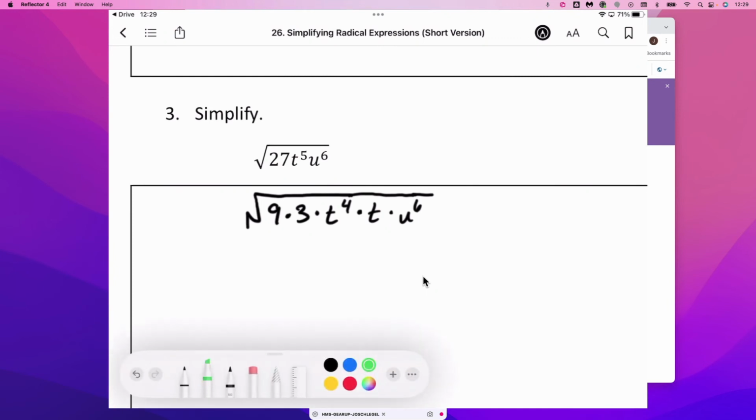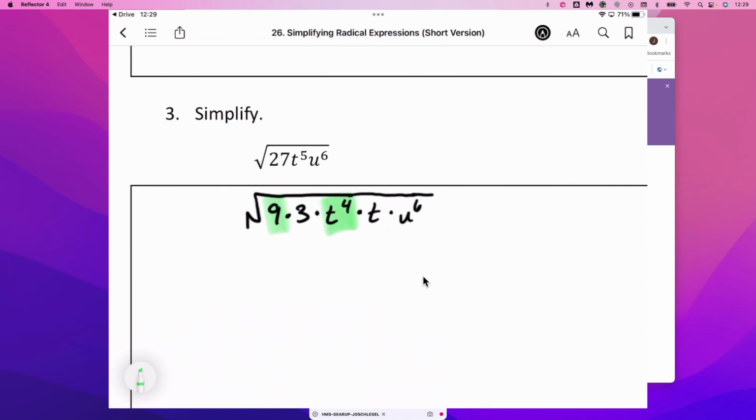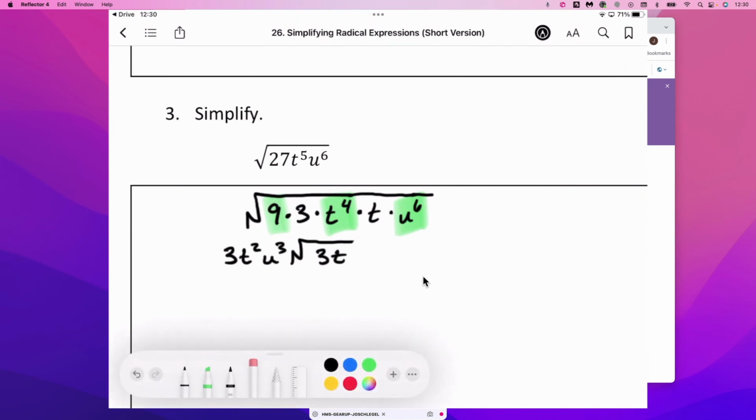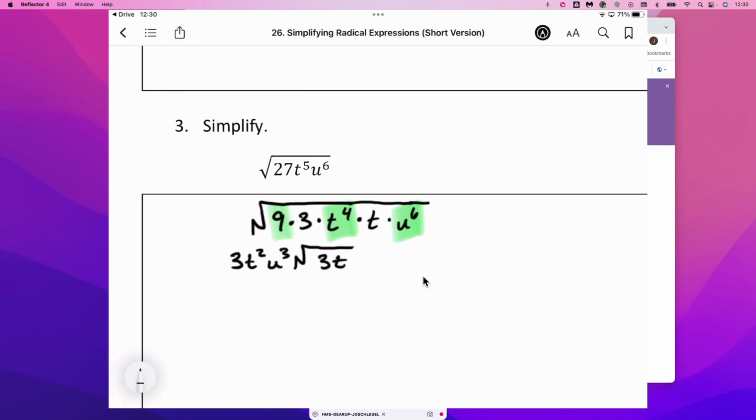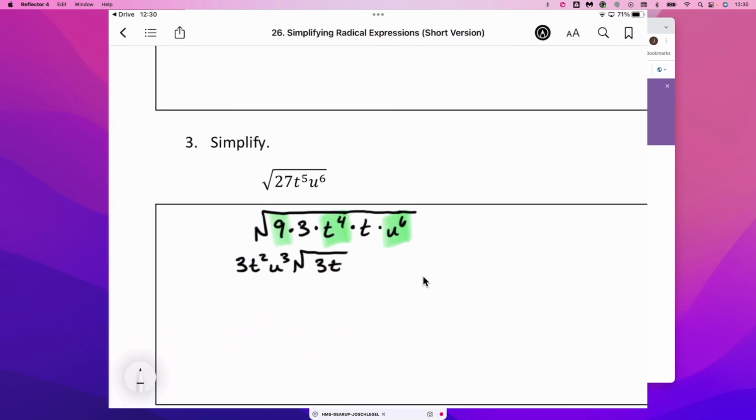So what's going to happen is we're going to take the square root of 9, the square root of t to the 4th, the square root of u to the 6th, and everything else is going to stay inside. So square root of 9 is 3, t to the 4th, 4 divided by 2 is 2, u to the 6th, 6 divided by 2 is 3. What remains inside the square root symbol is 3t. So that's how we handle things like this.